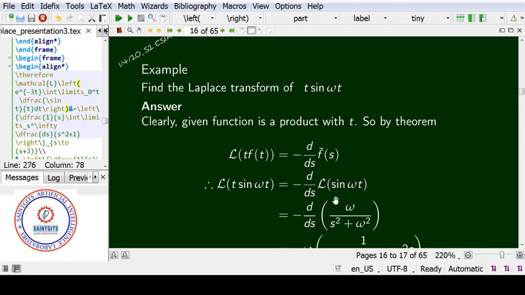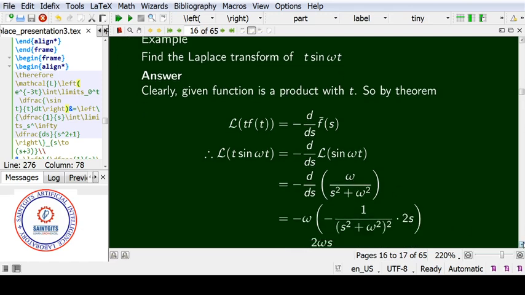Write that. Now calculate this one. L of sin omega t is omega by s square plus omega square. Then we have to take the derivative. See, in the numerator there is no s term. We are going to take the derivative with respect to s. So this omega can be taken outside. Then the remaining portion is like 1 by x. Derivative of 1 by x is minus 1 by x square.